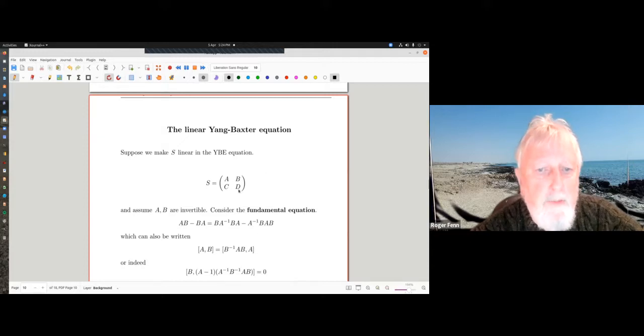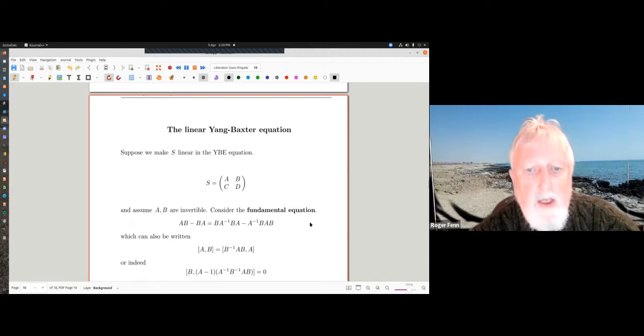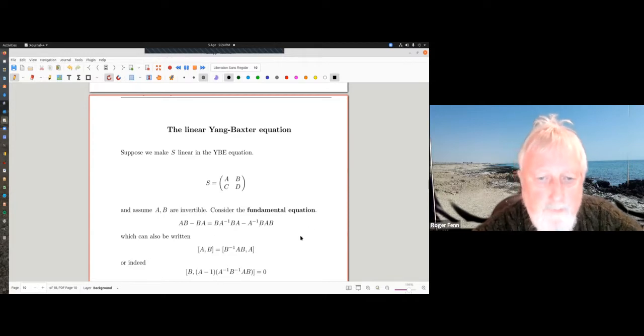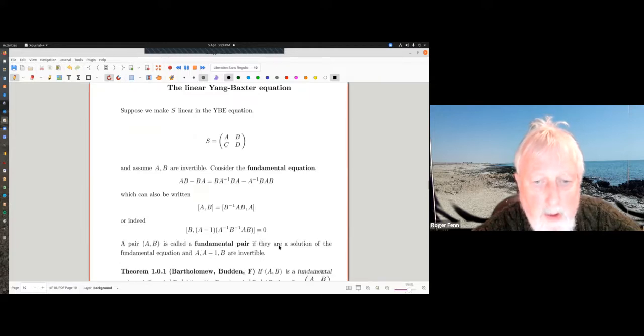And A and B are elements in some associative ring. And we assume A and B are invertible because that makes life a lot easier. And look at this equation here, which is, you've got a commutator here equal to another commutator here. And there are various ways of writing it. And this, in fact, is a sort of group theory type commutator.